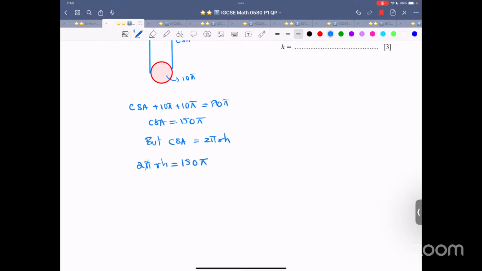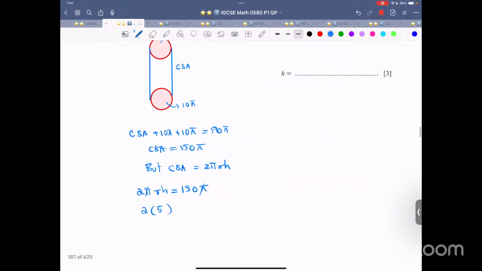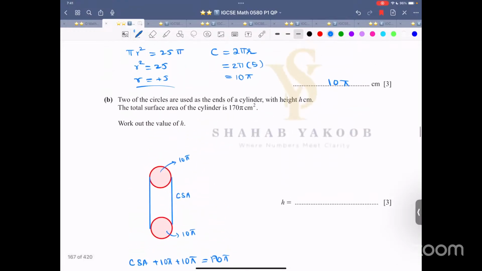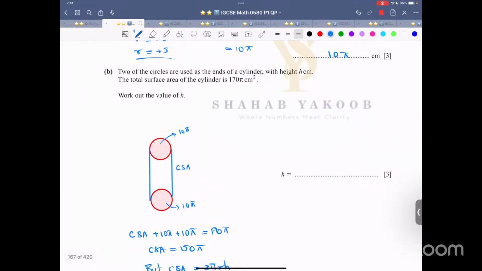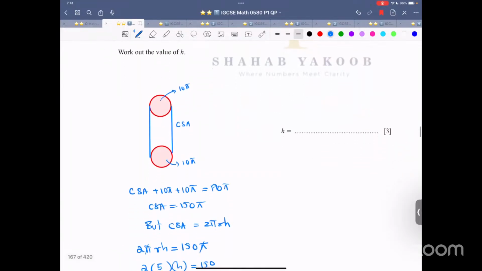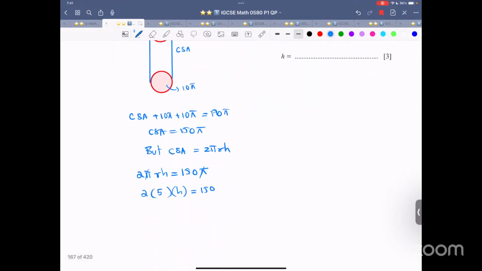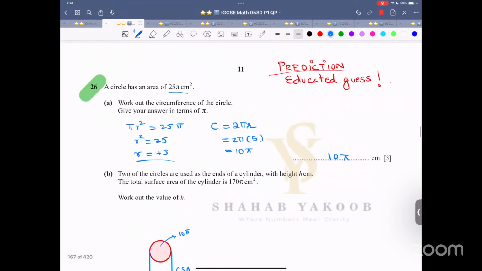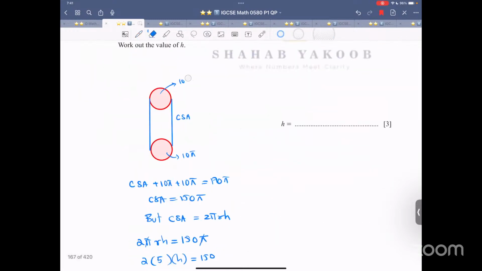Cancel off the pi's. 2 into R is how much? R is 5, I think. R is 5 into H is 150. And it says the two of the circle are used as ends. The total surface area is 170. So 2 pi RH plus pi r square plus pi r square is this much. So therefore, hold for a second, one mistake. C is this thing. This is the area. My bad. Let me correct myself. So yes, this thing happens. That's part of life.